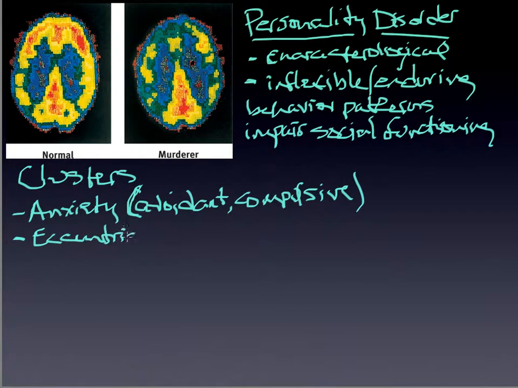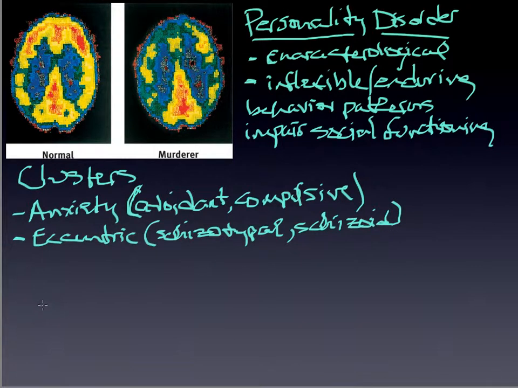Another cluster is more eccentric types of behaviors. Eccentric. In this category would be schizotypal, which some people would suggest is the precursor to schizophrenia. Another one would be schizoid. And these are really quite eccentric people. They stay to themselves. They don't gain a lot of attention at all.